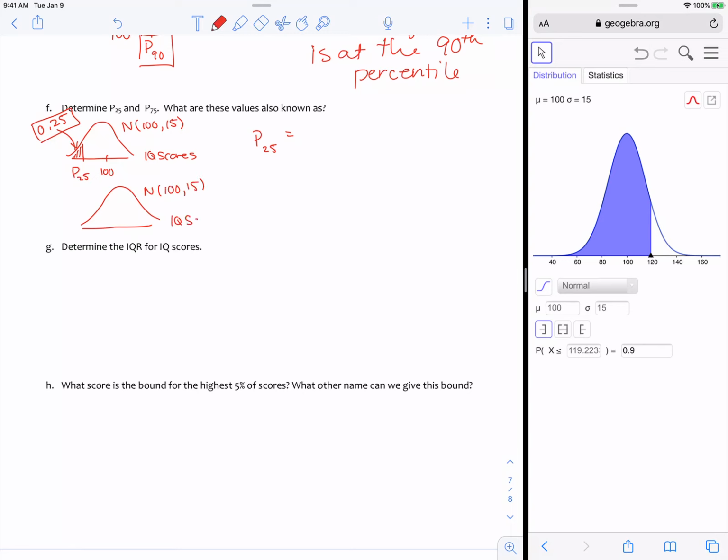Then we do the same sort of picture for the 75th percentile. So IQ scores, there's 100. 75th percentile we know is going to be above 100 because we need to have 75% of scores lying below it. So that shaded area is 0.75. That's the probability. So P75.